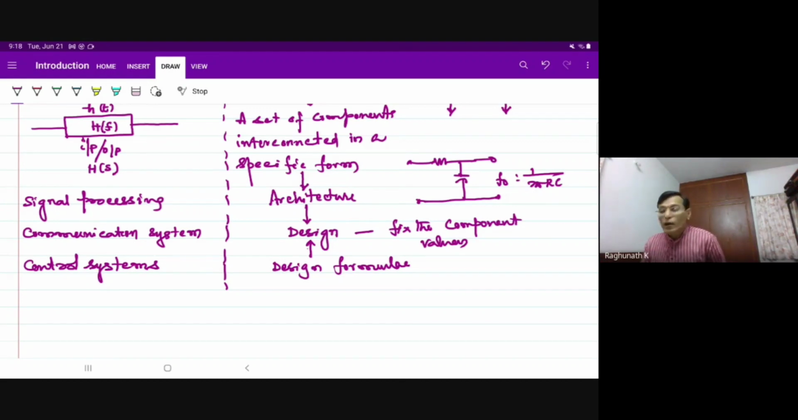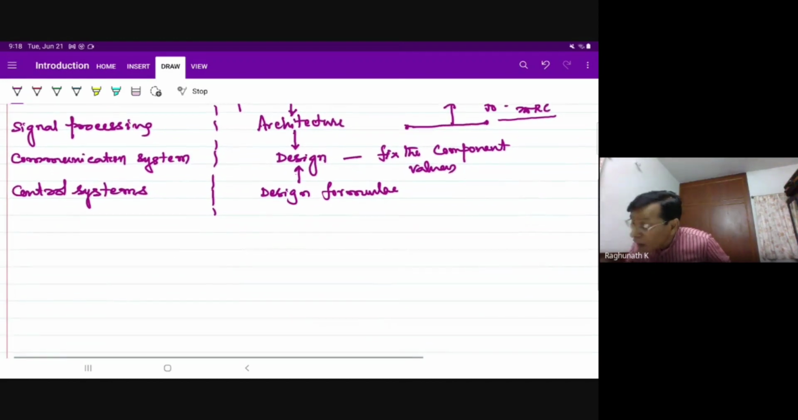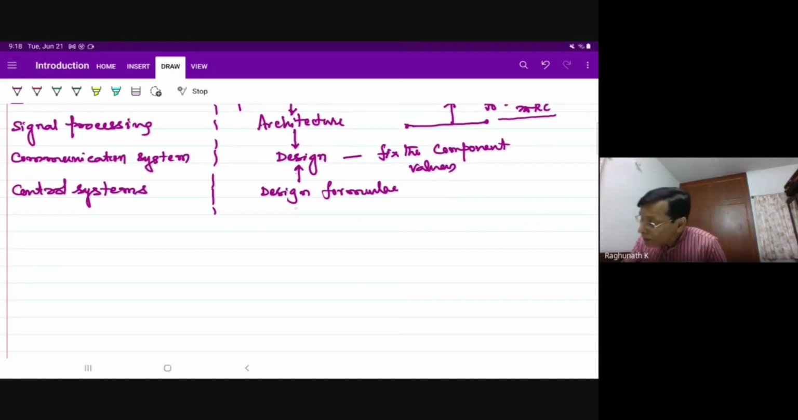Like f naught is equal to 1 by 2 pi RC. How do we get this design formula? We will get this design formula by analyzing the circuit.